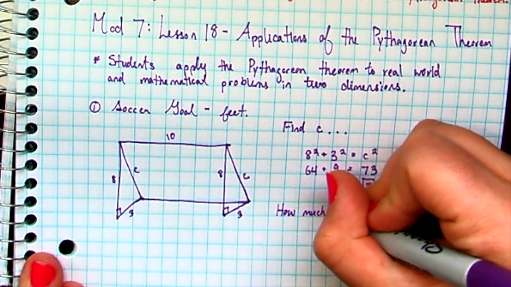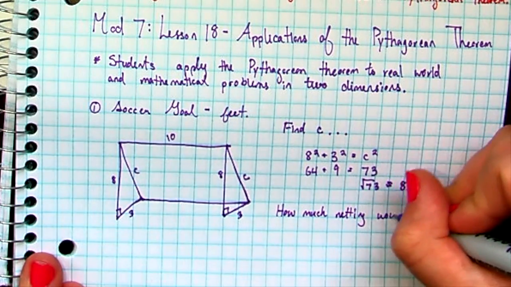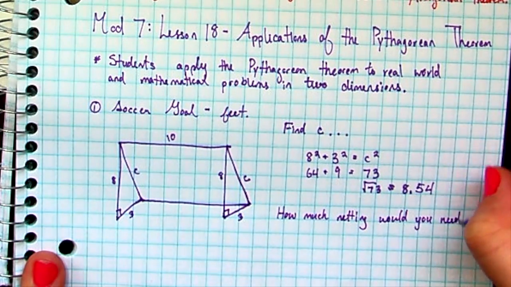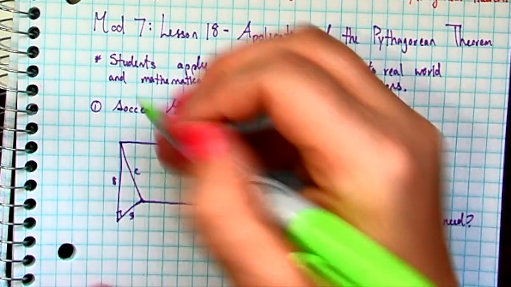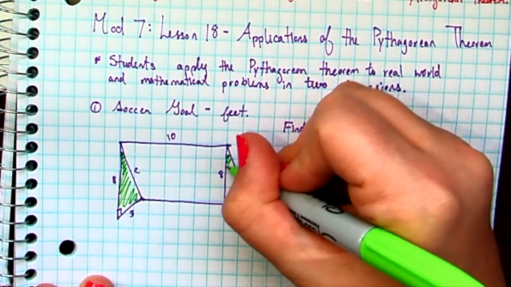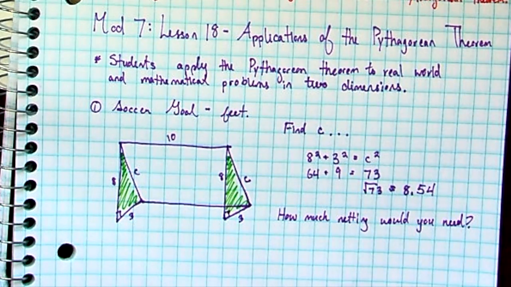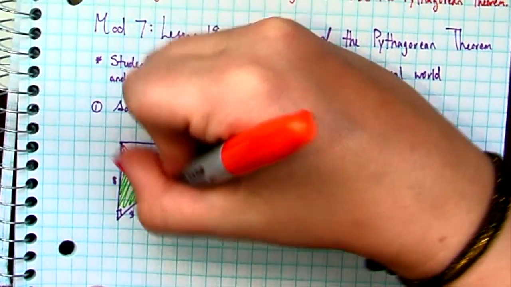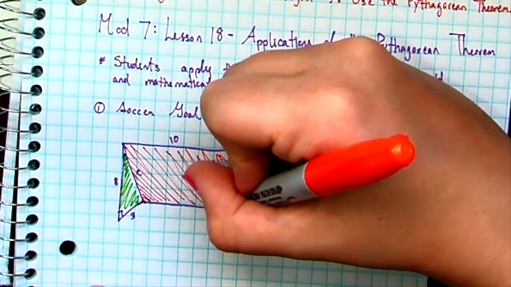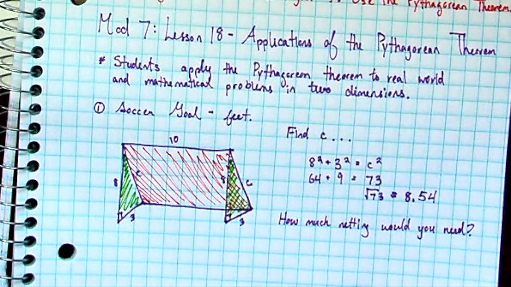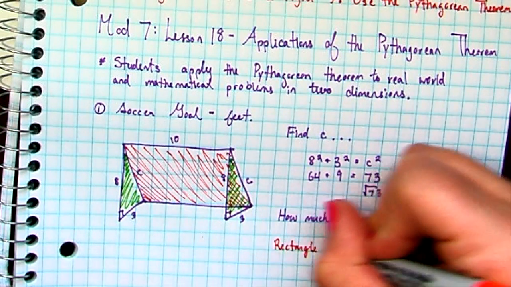Then what I want to know is how much net would I need to cover that goal? Or what's the surface area? How much area does the entire goal take up? So what I'm doing is highlighting the fact that there are 2 triangles and 1 rectangle that make up the area of that net.